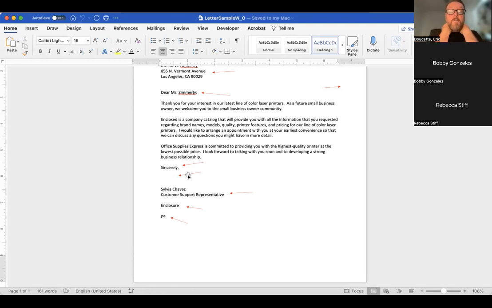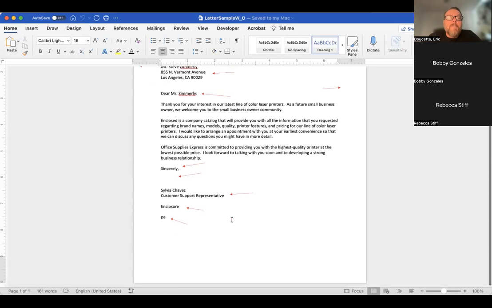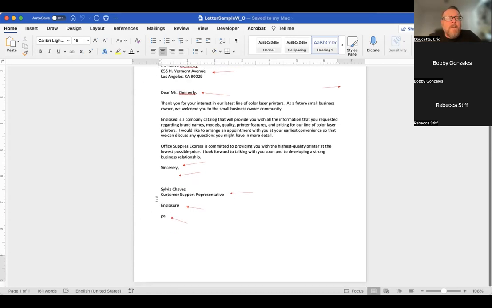Then you have enclosure, which stands for the fact that you have some enclosure, some other documents with this letter. And then you have PA, which in this case would be the initials of the author of the letter or the typist of the letter, right? It's usually the typist is what I've been told, but sometimes I use all four initials, where the first two initials are the person who sent the letter, and then the last two initials are the person who actually typed the letter.